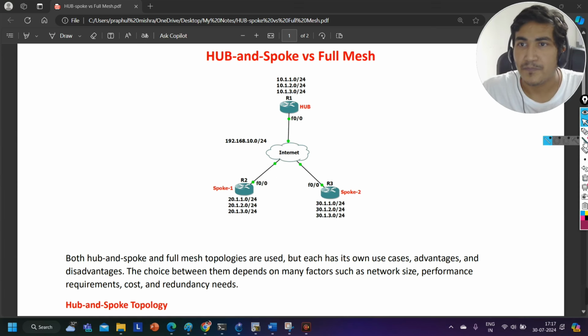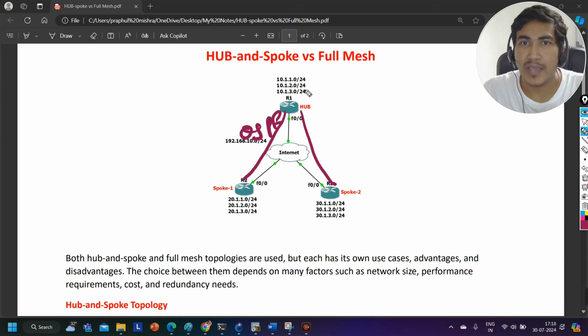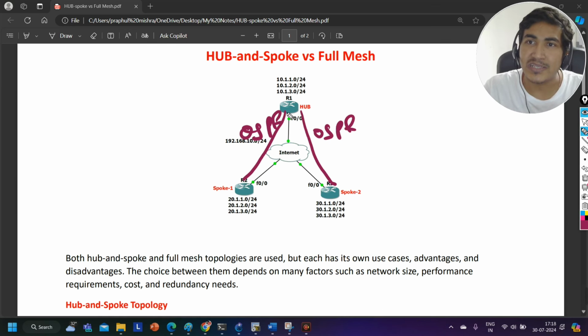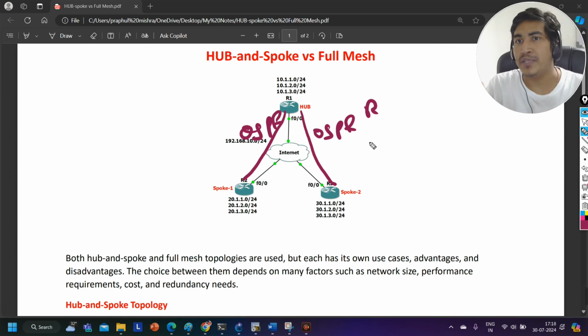So the first option is I can configure hub and spoke, which means I can form OSPF neighborship between router 1 and router 2, as well as between router 1 and router 3. But we will not form OSPF neighborship between router 2 and router 3. This is hub and spoke topology. Hub and spoke topology means all spoke routers are connected with the hub router. But again, for redundancy, you can add one more hub router here, like hub 2, R4, and I can connect like this. So hub and spoke topology means all my branch offices are connected with the main hub router.